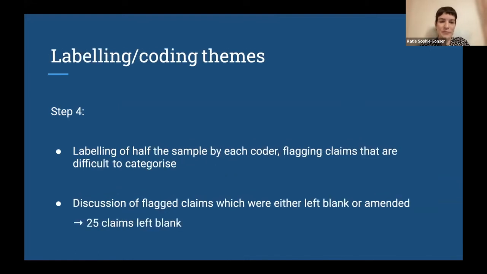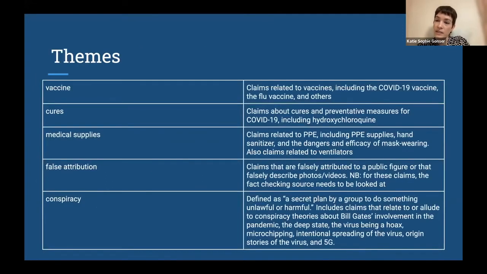It goes from step 2 to step 4, but this is step 3. Then each of us labeled half of the sample using these definitions that we had created, and we flagged any claims that were difficult to categorize. Then again, we consulted each other, we discussed all of the flagged claims and we either amended them or we left them blank. And in the end, we had 25 claims that we left blank. They didn't correspond to any of the theme categories that we had created, and we thought there were too few to create new theme categories. So that left us with these themes.